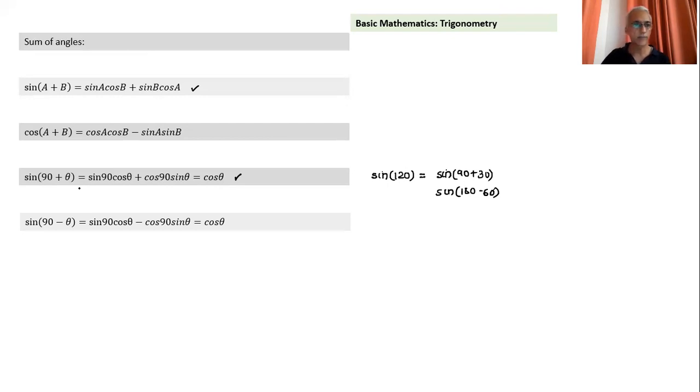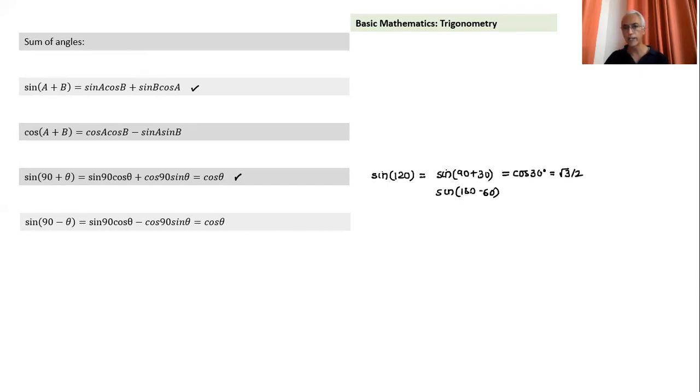So when you have sine 90 plus theta, what would this be equal to? In place of theta, we have 30 degrees. So it will be equal to cos of that angle, cos 30. So sine of 120 is equal to cos 30. And we know cos of 30 is equal to root 3 by 2. So that's how we can use this kind of relationship.